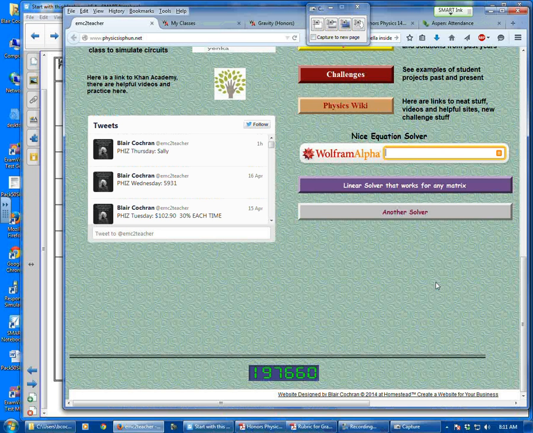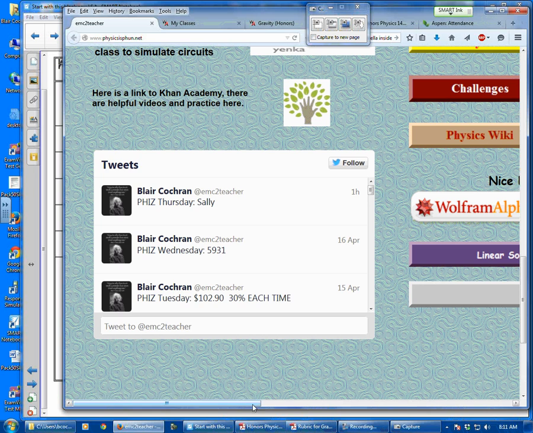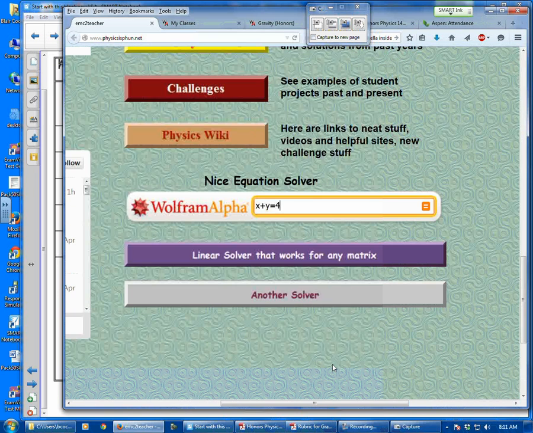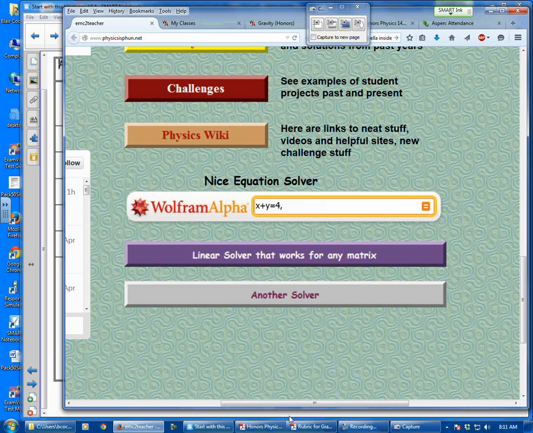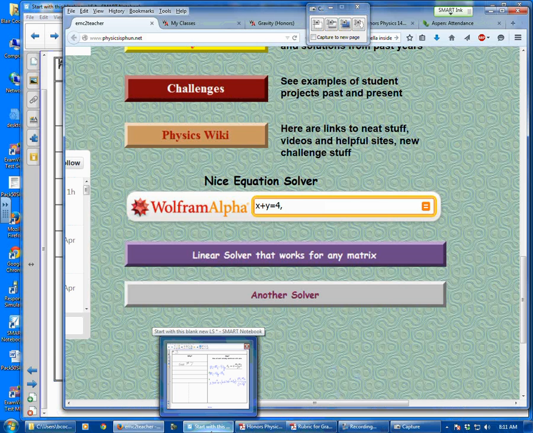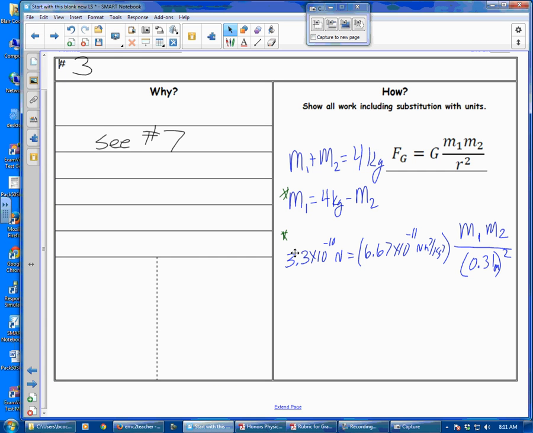I'm going to put in X plus Y equals 4. Let me make this bigger so you can see what I'm typing. X plus Y equals 4, comma, space. And now I need to put in my second equation here.